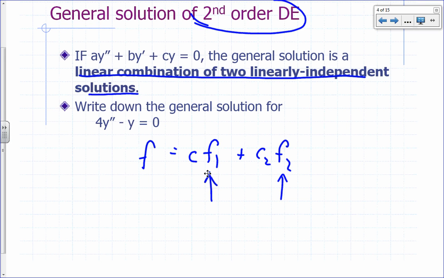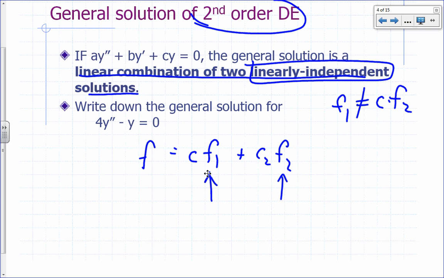provided your f1 and f2 are linearly independent. What do we mean by linearly independent? f1 cannot be equal to just some constant times f2. That's what linearly independent means, right? For example, sine x and cosine x, are those linearly independent? Can I write sine x as just some constant times cosine x? No, so those are linearly independent.